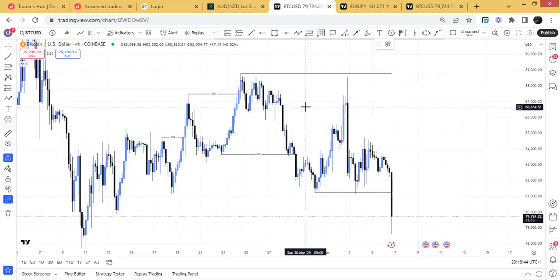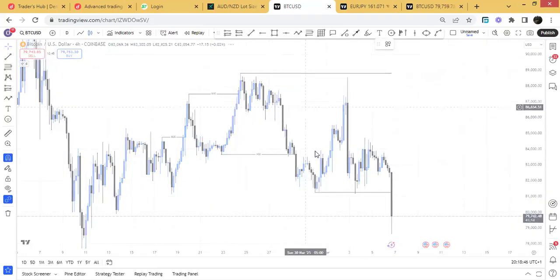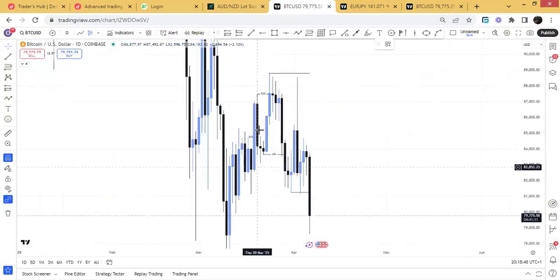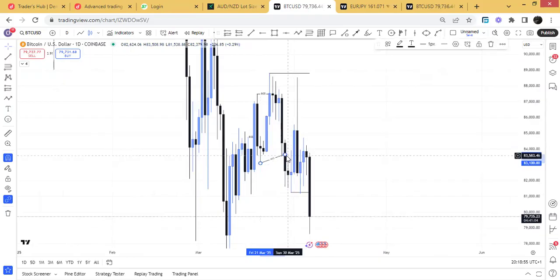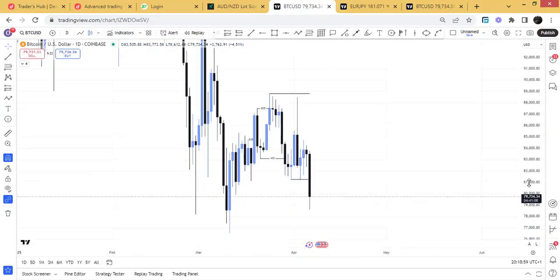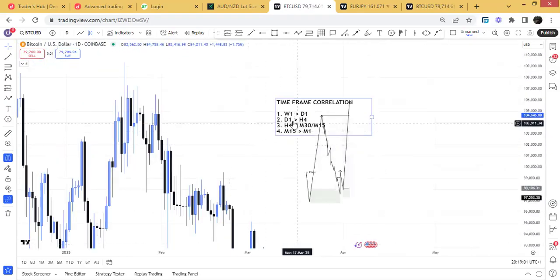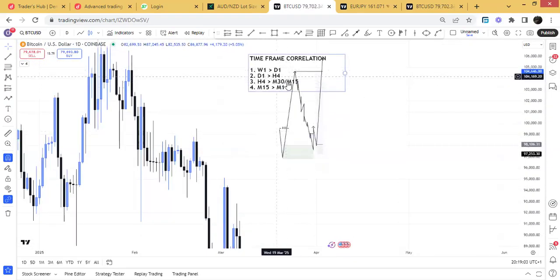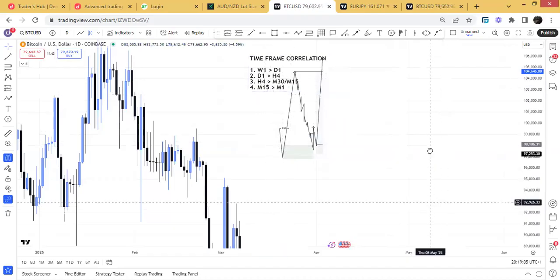So this is the change of character. So if we are coming off of the daily time frame, all right, and we are saying that, okay, in this case, I'll probably take this level right here. Yeah, so I'll take this level. So let's use it. Let's use the daily time frame, okay? So let's use daily and an H4 structure.